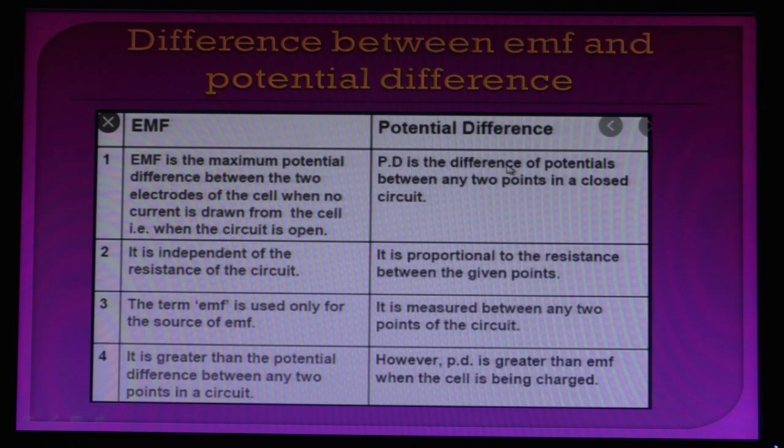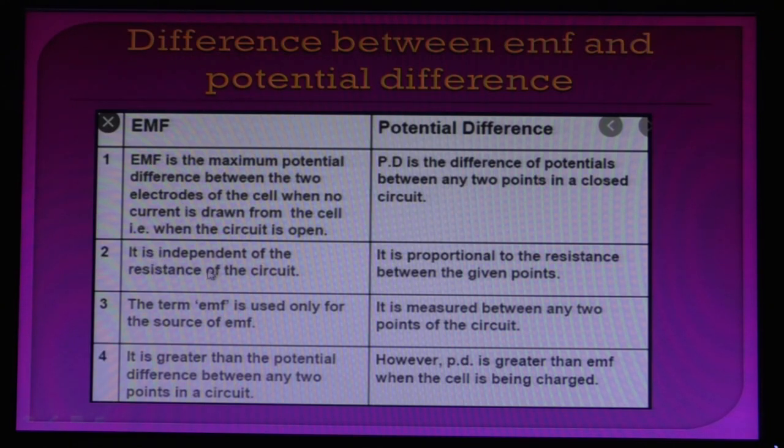While potential difference is the difference of potentials between any 2 points in a closed circuit. It means in order to observe potential difference, the circuit must be closed. All right, and EMF, even if the circuit is not closed, if it is open, if it is disconnected, still there is a source of energy which is known as EMF, and potential difference is only observed when the circuit is closed.